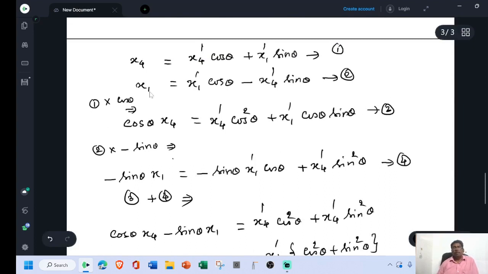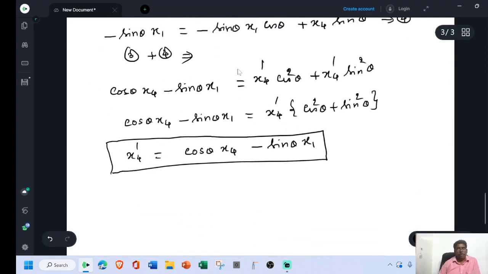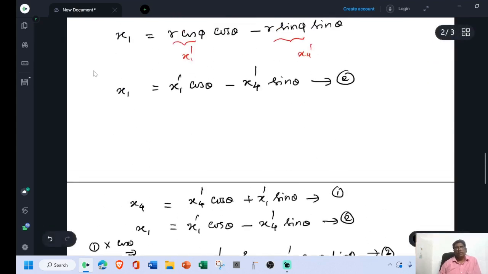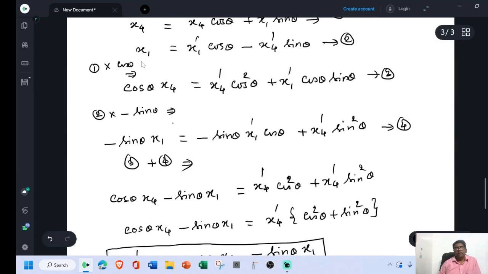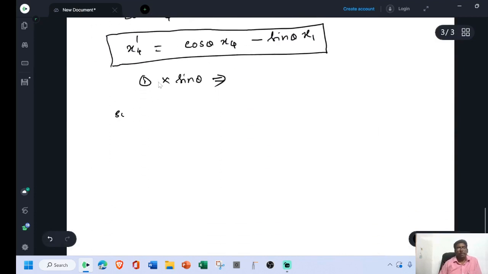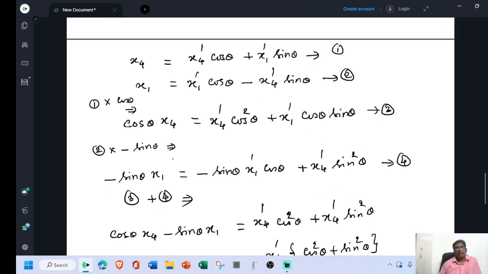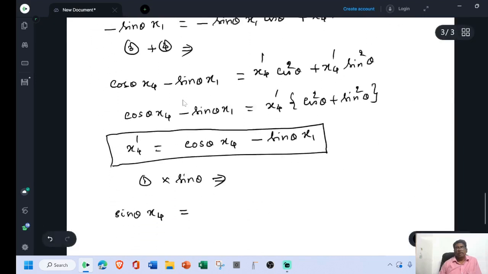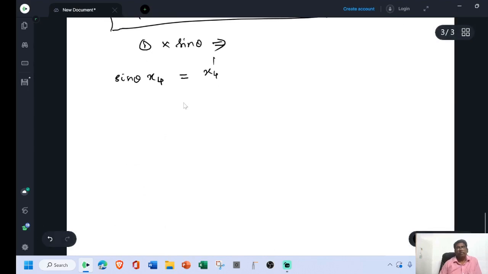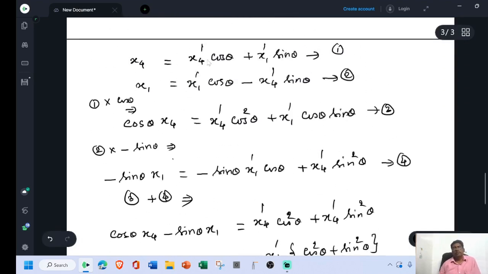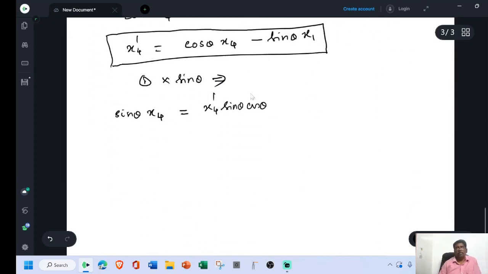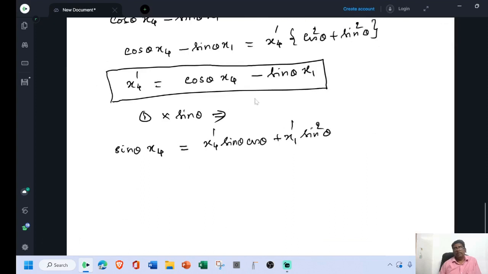Now multiply equation 1 by sin theta. Equation 1 into sin theta gives sin theta x4 equal to x4 dash sin theta cos theta plus x1 dash sin square theta. Say this is equation 5.